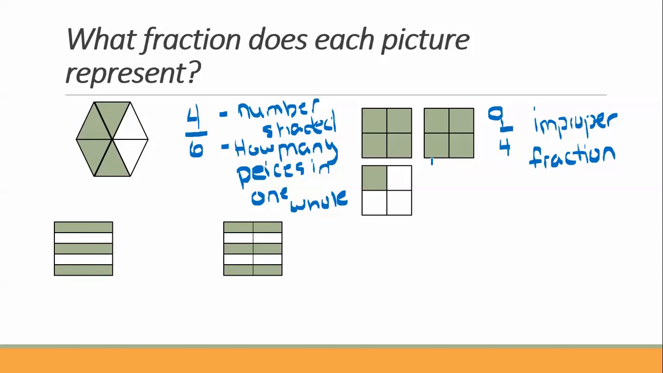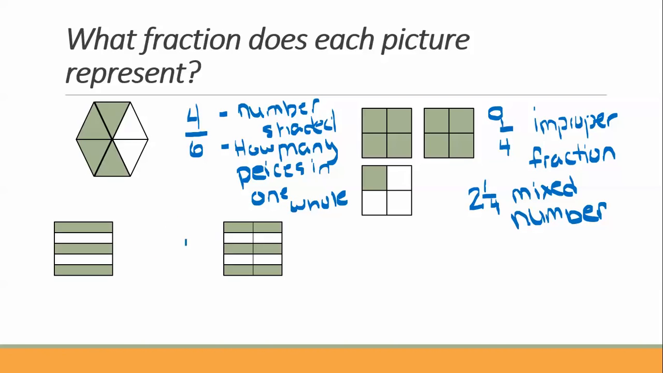Another way we could write this is there's 2 wholes and then there's 1 shaded out of 4. So 2 and 1/4. This is called a mixed number. These are equivalent. Sometimes it's easier to see it when we write it as a mixed number. Most of the time it's easier to use if we write it as an improper fraction, because a lot of the operations we do, we have to make the mixed numbers into improper fractions before we can do anything with them.